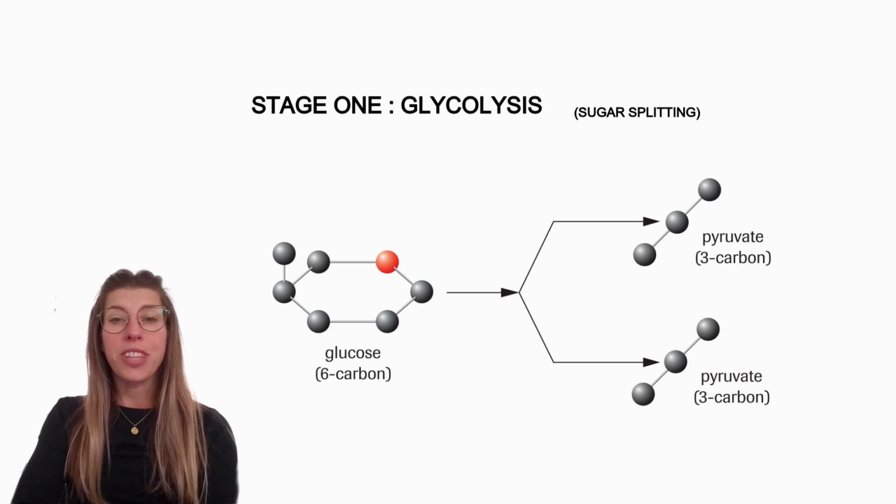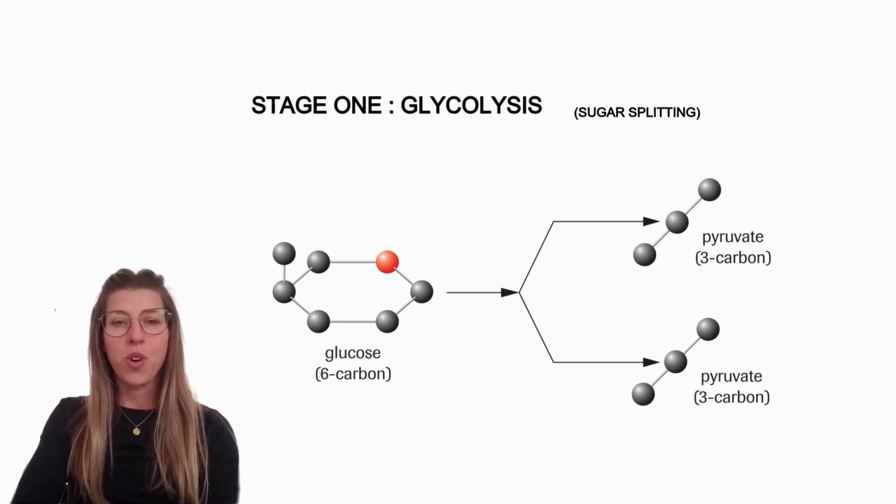So let's talk about stage 1 of cellular respiration, which is glycolysis. We've seen this word a lot. We have seen it on those diagrams already, and this is what we'll be talking about today. So we know that glycolysis happens in the cytoplasm, outside of the mitochondria. And the word itself, glycolysis: glyco means sugar, and lysis means breaking apart or splitting.